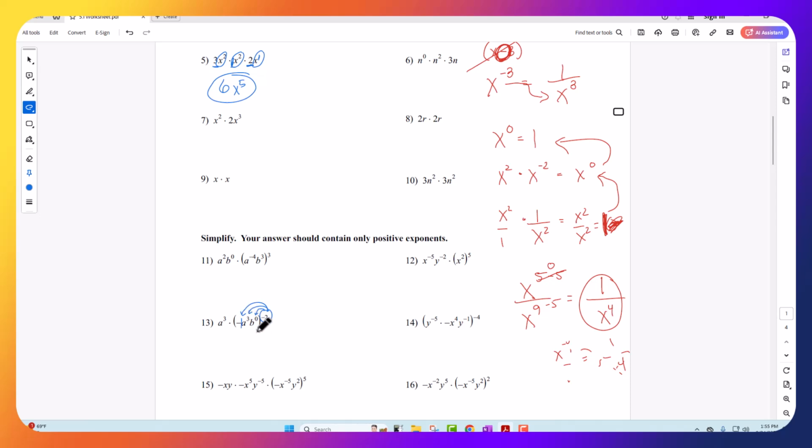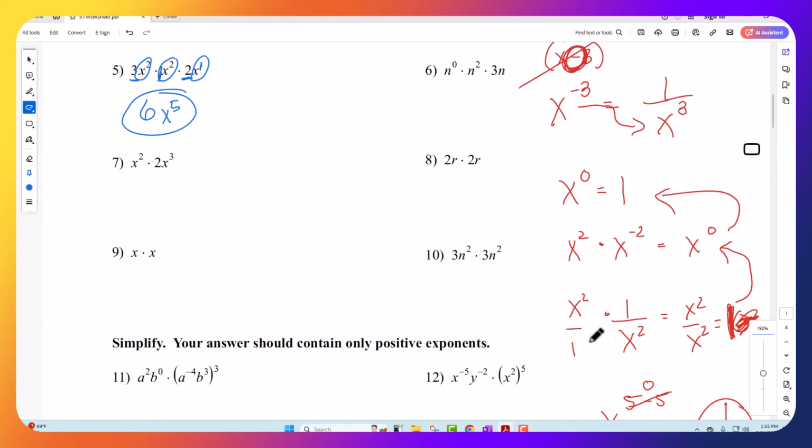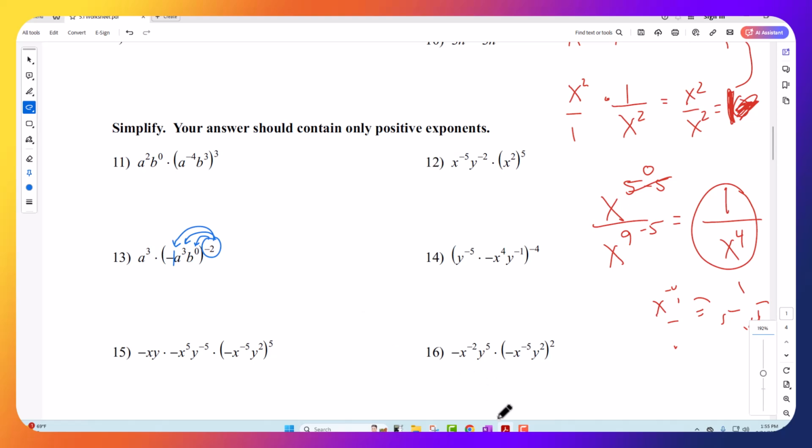But this is important we understand. We're not multiplying by the negative sign. We're multiplying by the 1 in front of it, or multiplying the exponent rather. Okay, so this is negative 1 to the first. So my problem would rewrite as a to the third times negative 1 to the negative 2, a to the negative 6, and b still to the 0. That negative 2 doesn't multiply by the bases, it multiplies by the exponents.